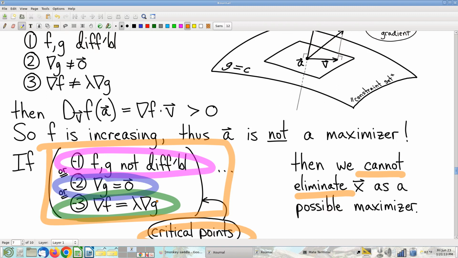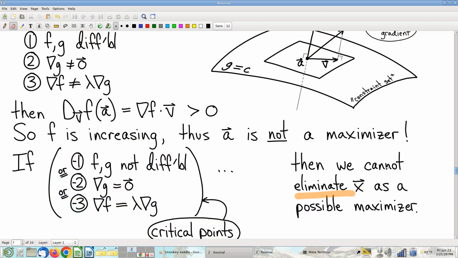Because it's always perpendicular to the level set, but then if it's 0... So it's always orthogonal. It doesn't have to be perpendicular. Perpendicular implies non-zero, right? So no, you're right. It's entirely possible the gradient of g could be 0.